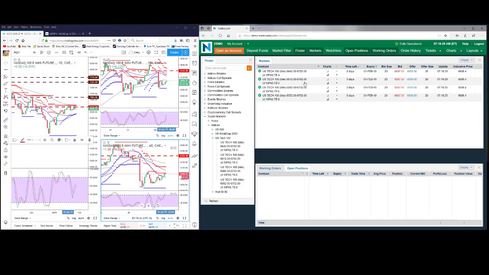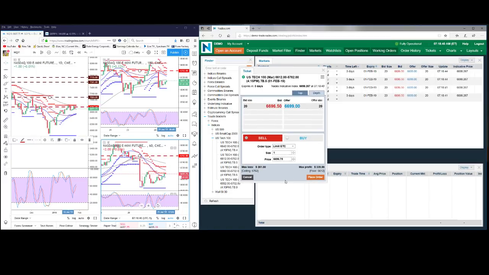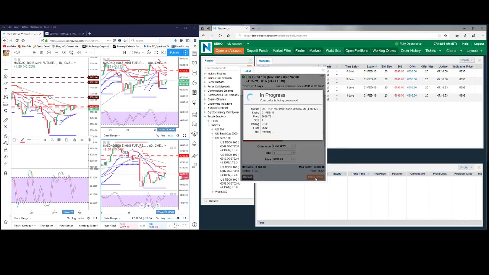Now, I'm going to go ahead and enter this based just off of the 60-minute so I can show you the different ways that you can actually trade this, okay? Now, this is 66.96. The price is at 66.96.75. You're risking $261 to potentially make $339.